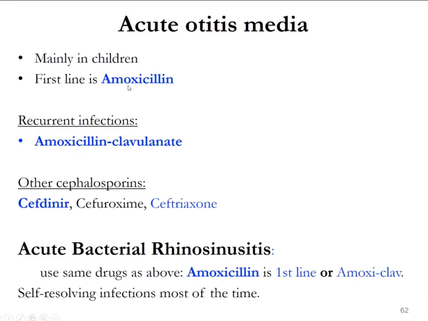If a patient has recurrent acute otitis media, the recommendation is to add clavulanate, so amoxicillin clavulanate. Why do you use that? To cover beta-lactamase, right? Inhibitor. Very good. Then for children, I told you before, this is a third generation cephalosporin.